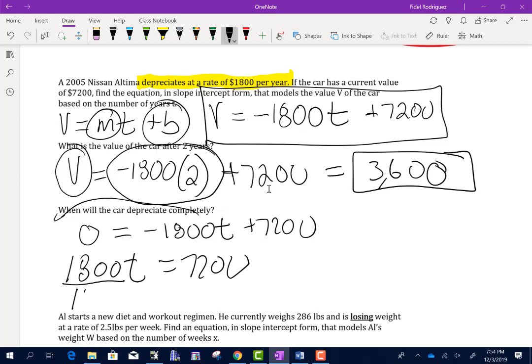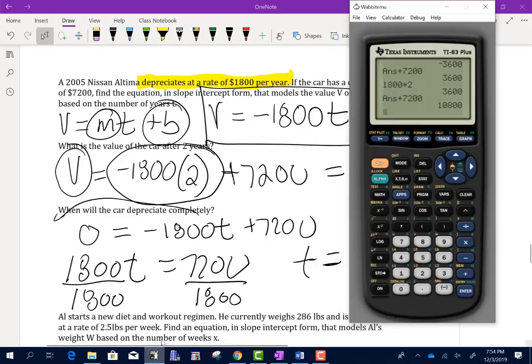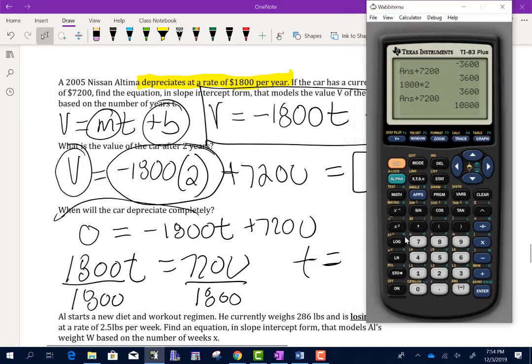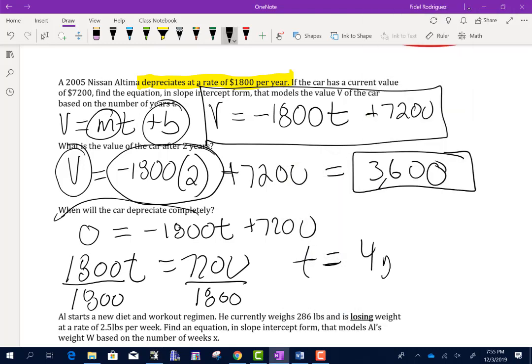Okay. And if we divide both sides by 1,800, then if I take my calculator again, 7,200 divided by 1,800 should be 4. There you go. So 4 years, right? It takes 4 years to depreciate completely.